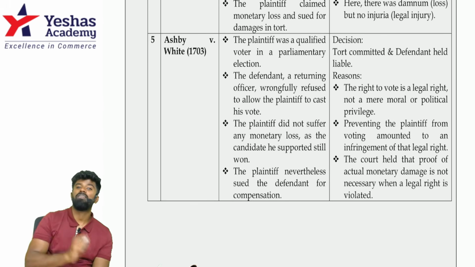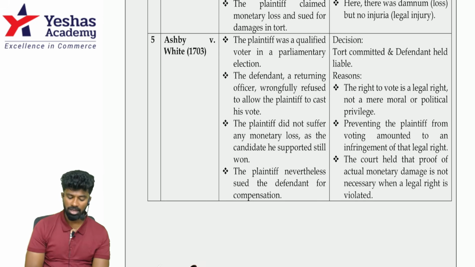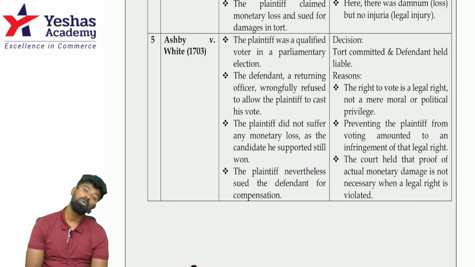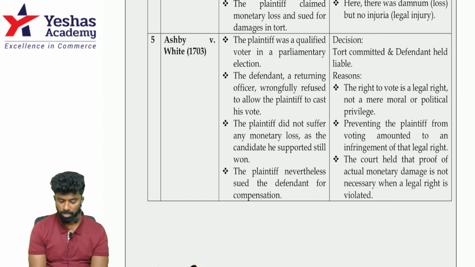Who is the plaintiff in our case? A is the plaintiff. Who is the defendant? Who prevented whom from casting the vote? B prevented A. Okay, A and B. Next, continue. Plaintiff, nevertheless.